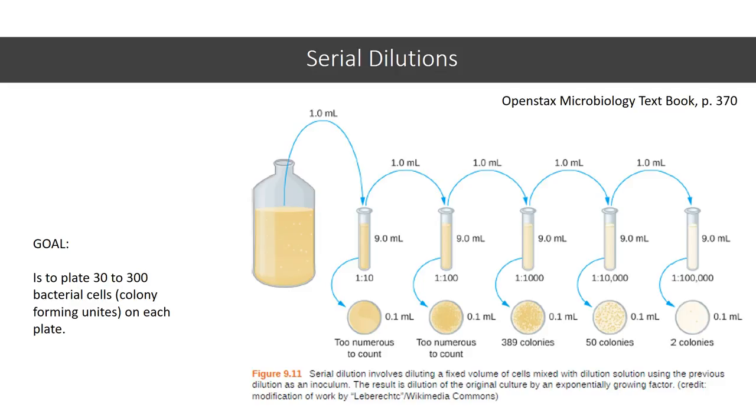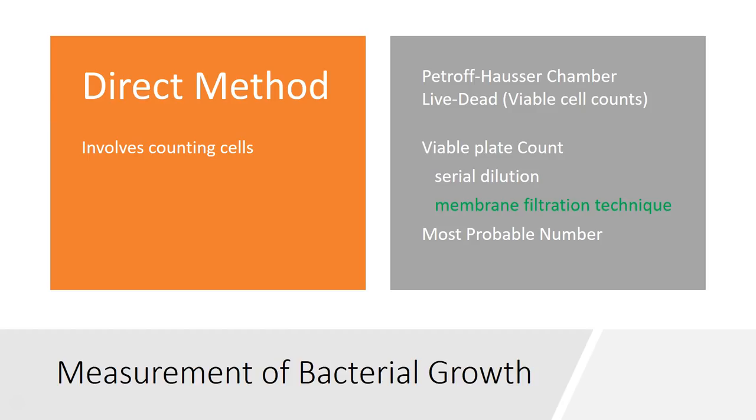So the only reason to do these serial dilutions is if you start out with a sample that you know will have a lot of bacteria in it. But sometimes we perform viable plate counts on samples that may contain few bacterial cells. So it's the opposite of having too many. We might have too few bacterial cells. For this, microbiologists need to use the membrane filtration technique.